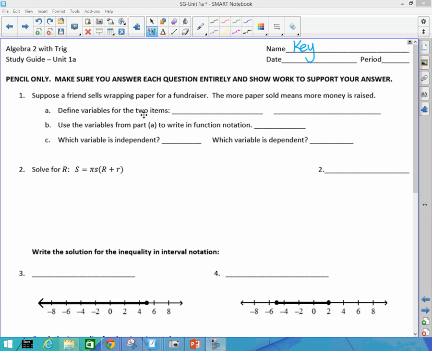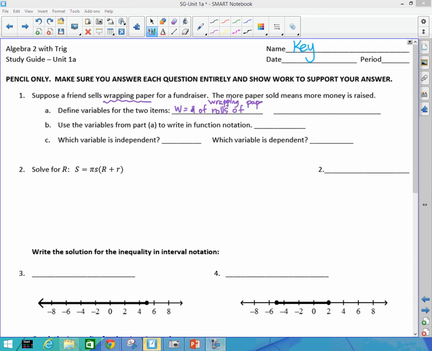First off, you're supposed to define the variables for the two items. So remember, a variable is a letter that represents a number. I've given you the variable in the past, but you've got to think about which two things are changing. So hopefully you can see that one of them is wrapping paper. Whether you want to use W or P doesn't matter. I'll use W, and that stands for the number of rolls of wrapping paper. It's usually sold in rolls.